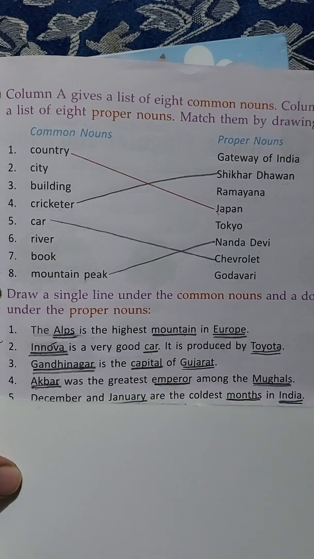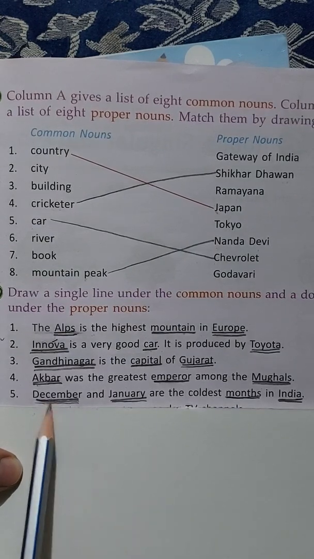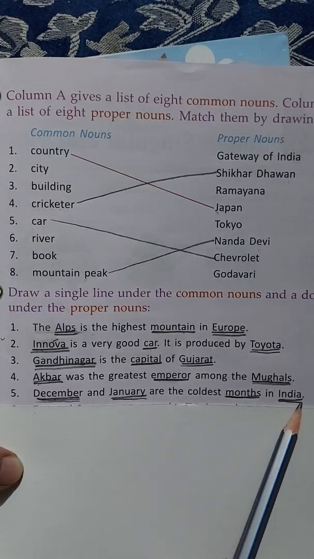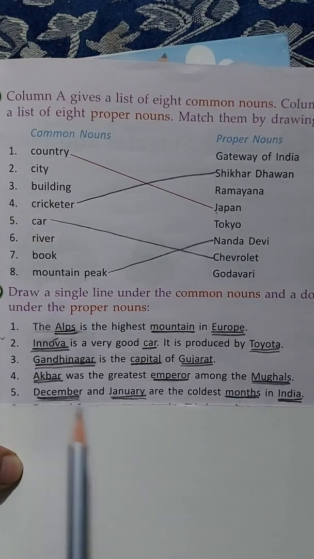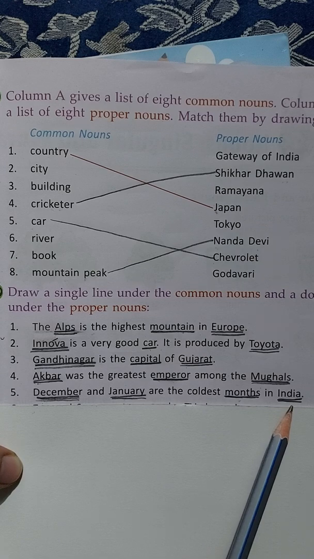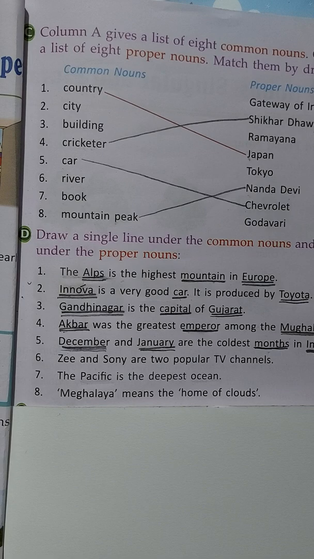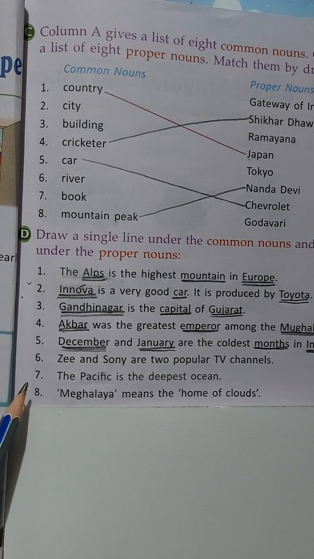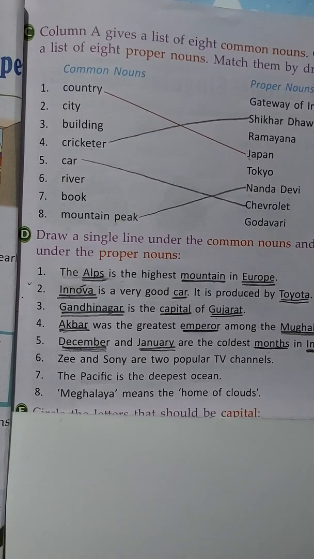Next, December and January are the coldest months in India. Now, months is what? It's a common noun. And December, January, and India are what? They are proper nouns. Now, three more left. That is number 6, number 7, and number 8. You can do them on your own. Try to do it, it's easy. Let's move to the next exercise.